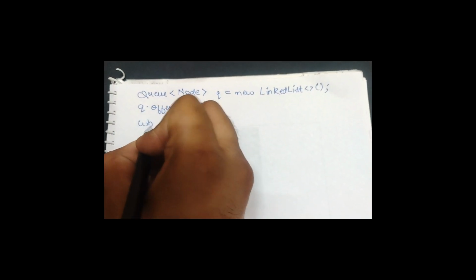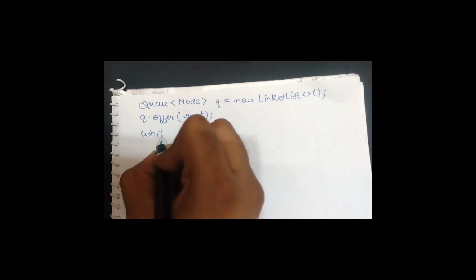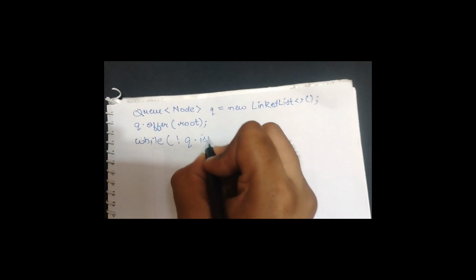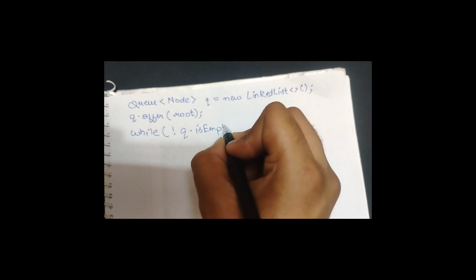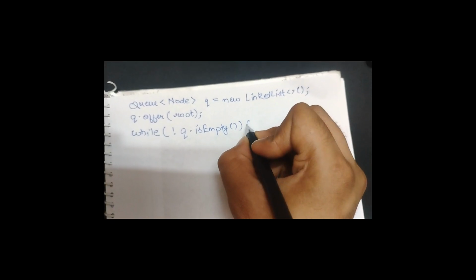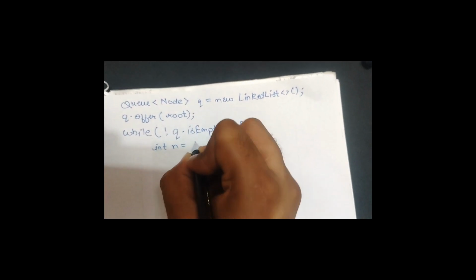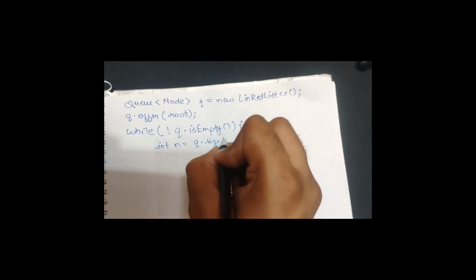Okay, now till when will we execute? Till the queue does not get empty. So in the while loop, I'll write the condition: while queue is not empty. Till we have elements in this queue, we'll execute. Okay, and now what next? I'll store the size. Int n equals queue dot size.